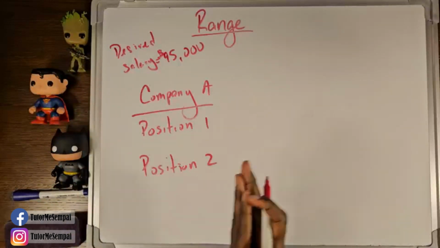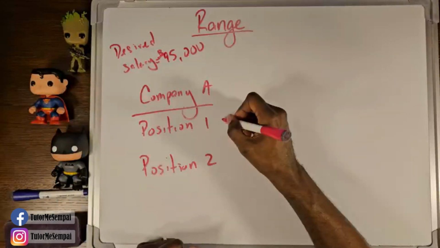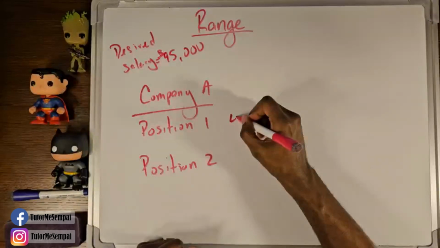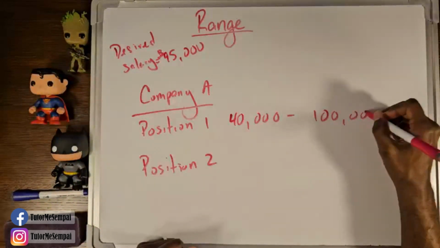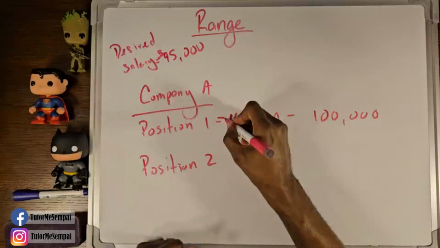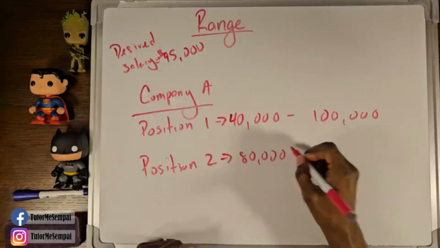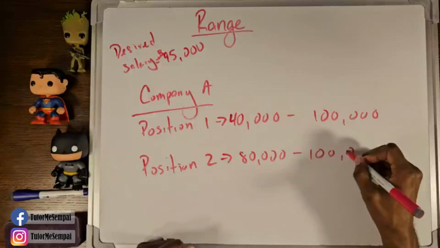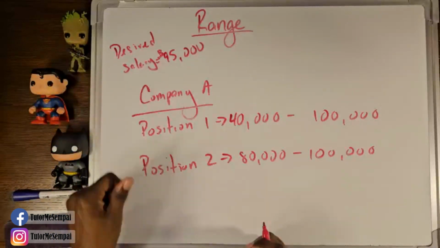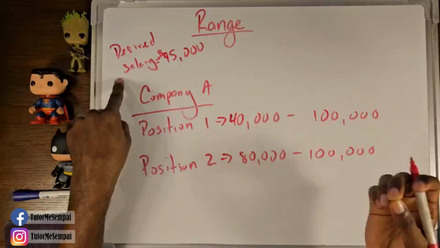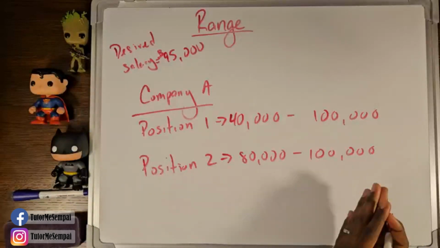Well, company A might just give you some salary information to help you. Let's say position 1 has a salary range that goes from $40,000 to $100,000, and position 2 has a salary range going from $80,000 to $100,000. You notice both of these positions you not only qualify for, but they are also including your desired salary. Which one do you choose though? This is where range can come in.